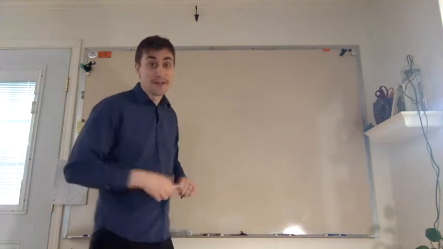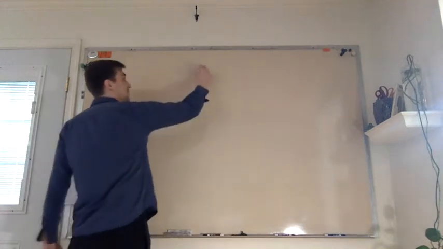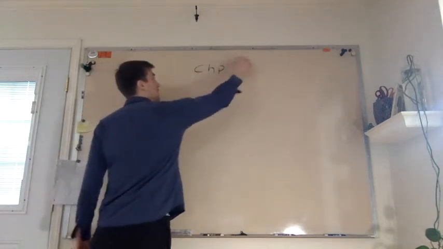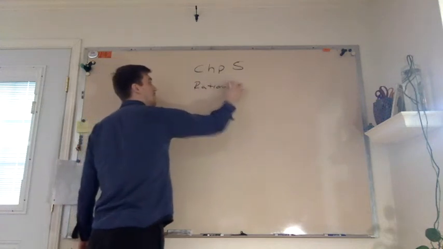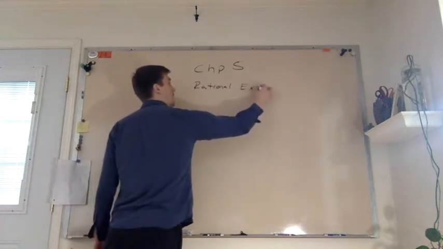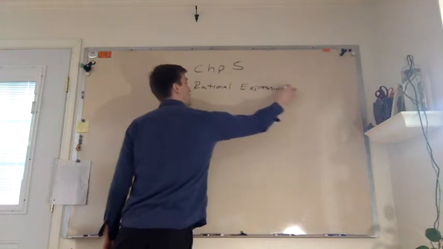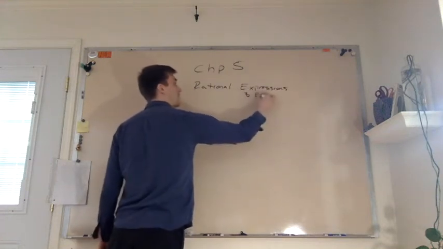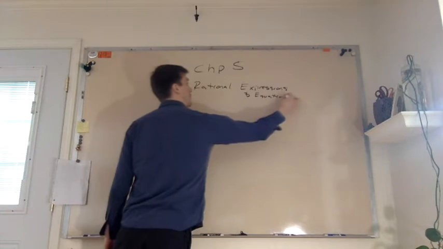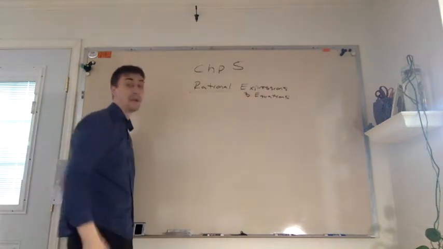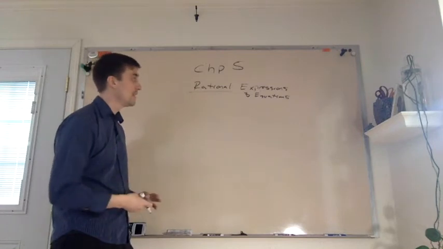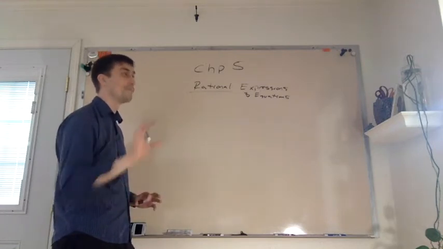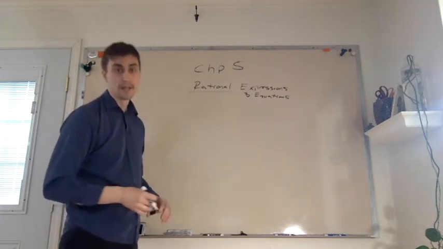All right, let's get started. So, talking about chapter 5, which is all about rational expressions and equations. So, like we were talking about last time, rational means fraction. That's all it means. Truly, we're just talking about fractions and putting some kind of complex algebraic stuff into them.